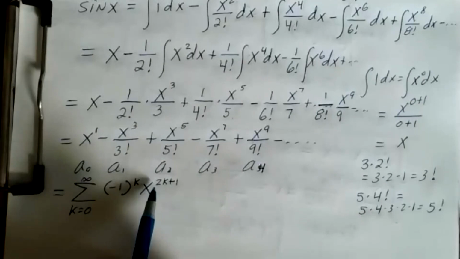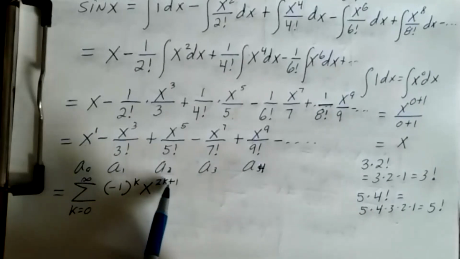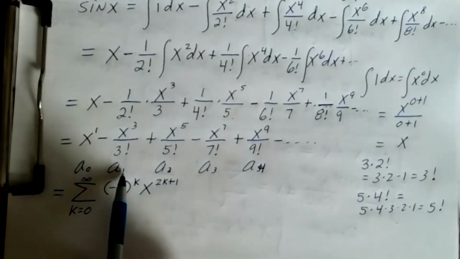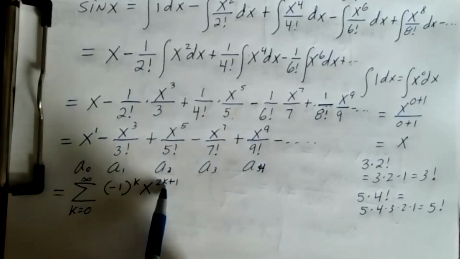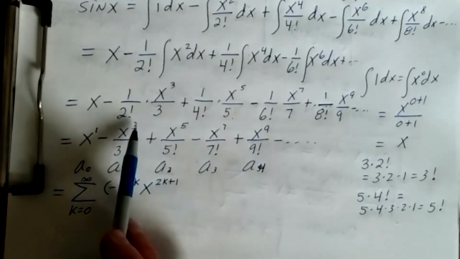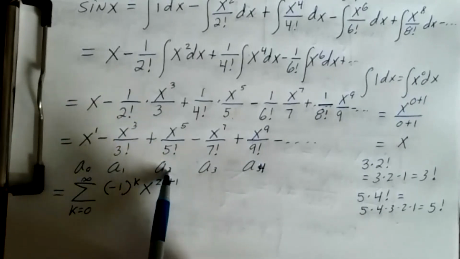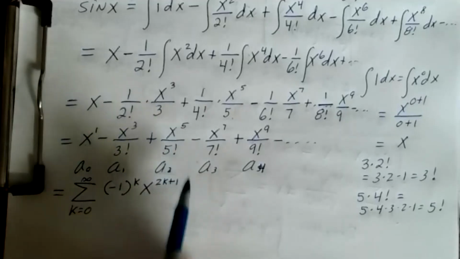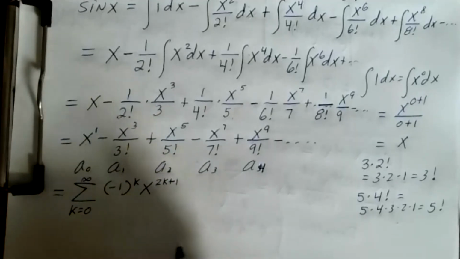Because when k is 0, you put 0 in here, you'll have 2 times 0 plus 1, which is 0 plus 1 or x to the first power. Then you put 1 in for k. 2 times 1 is 2, and 2 plus 1 is 3, third power. Put 2 in for k. 2 times 2 is 4. 4 plus 1 is 5, fifth power. That'll account for the proper power on x.